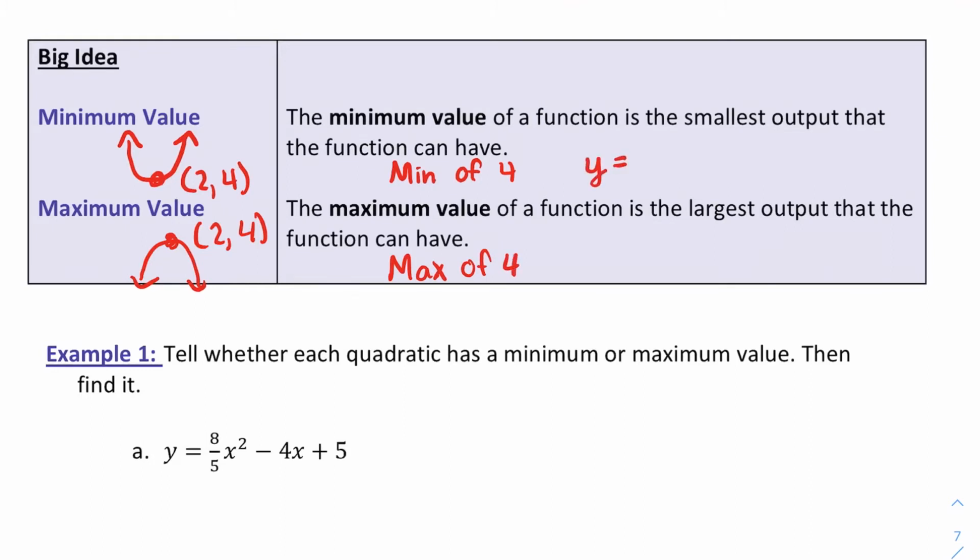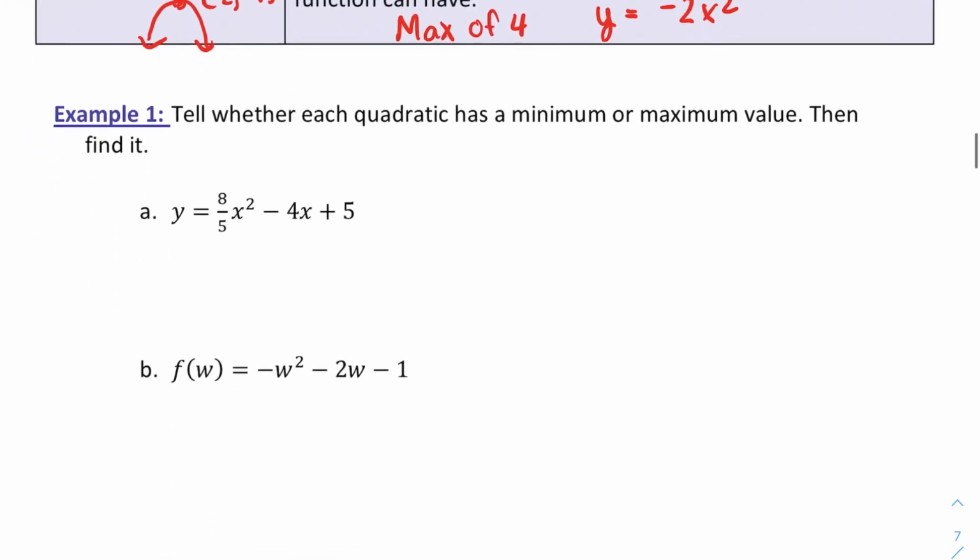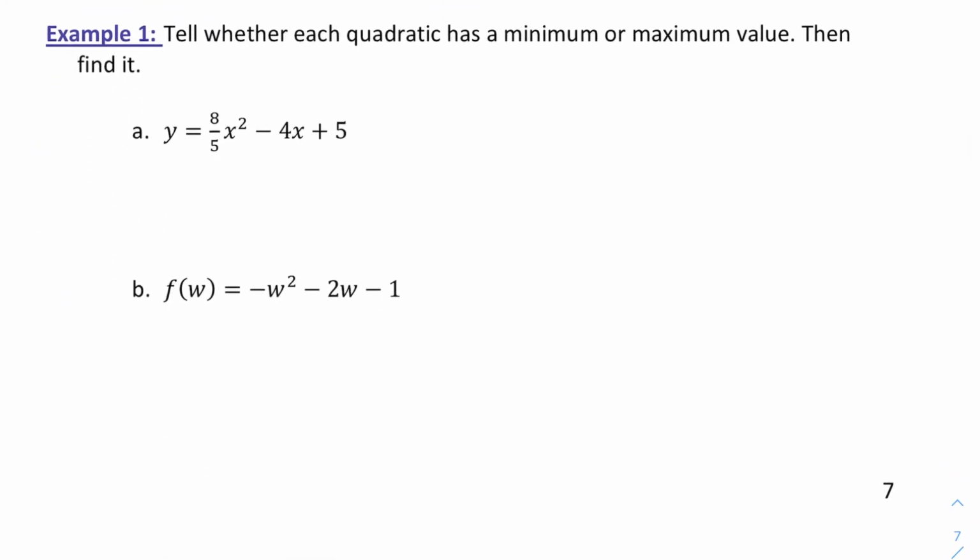Now, you can tell if it's a minimum or maximum without graphing. If you think about your leading coefficient, if it's positive, then it's stretching upwards. If it's negative, then it's reflected across the x-axis and opens down. We can find a maximum or minimum value without graphing.